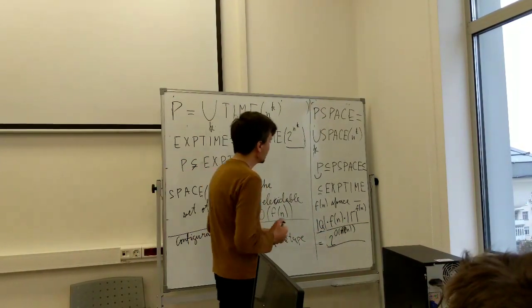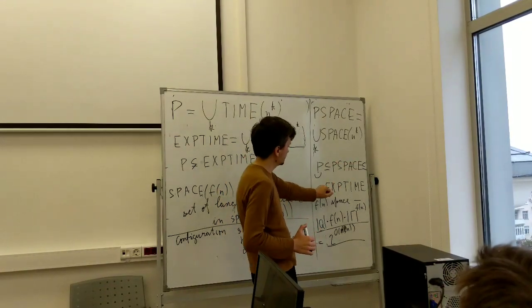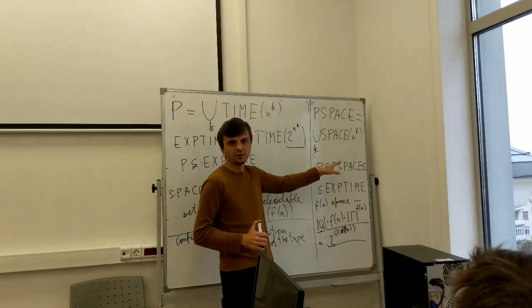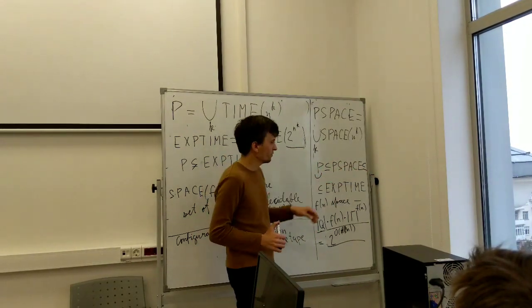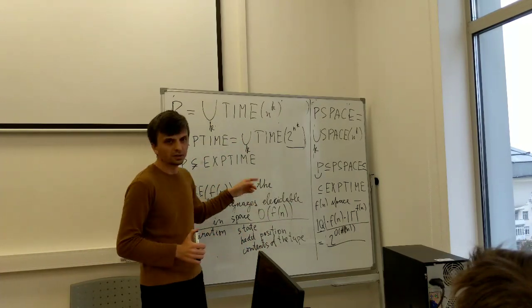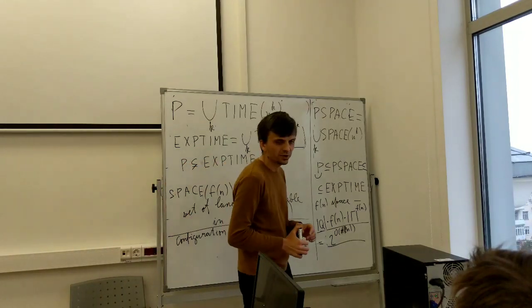Okay, so what do we know? We know that P is a subset of PSPACE, we know that PSPACE is a subset of EXPTIME, but we don't know about these inclusions. Maybe they're proper, maybe they're not. All we know is that at least one of them must be proper, because P is not equal to EXPTIME. Okay. Do you have any questions?